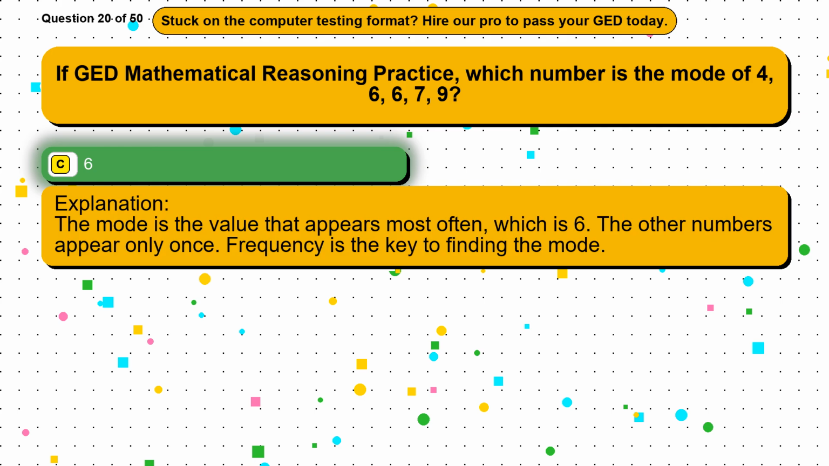The mode is the value that appears most often, which is 6. The other numbers appear only once. Frequency is the key to finding the mode.